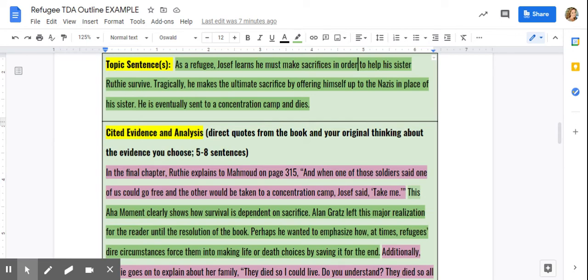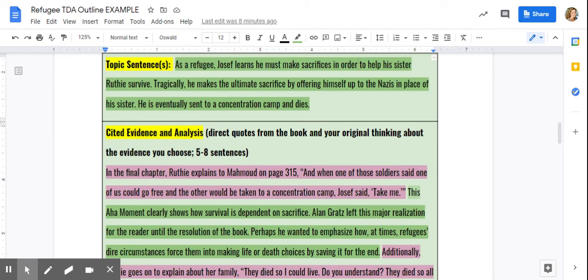Anyone can cite evidence. It's true. Anyone can just copy words from a book. I mean, it's important. I'm not saying it's not important. It's important to cite good evidence, but the green part, your original thinking, is really what the graders are interested in. So you need to have plenty of it. So I would say you need to have twice as much green as pink, twice as much analysis as evidence.